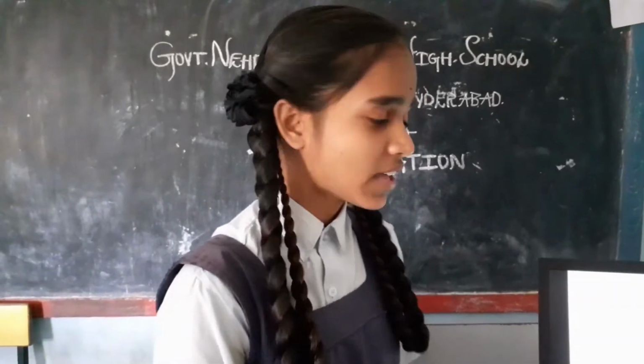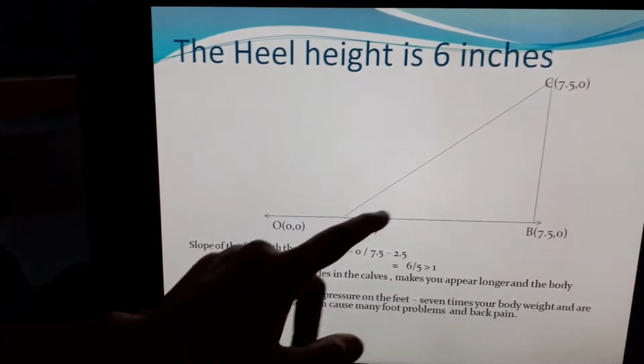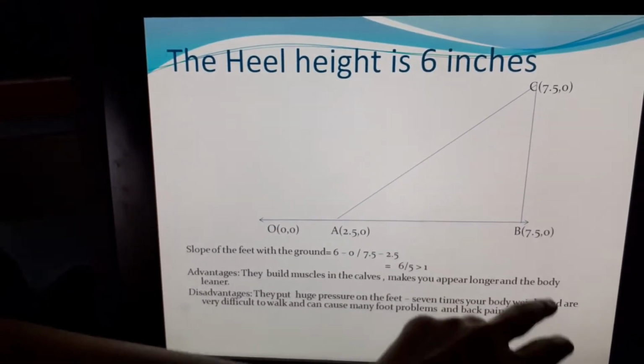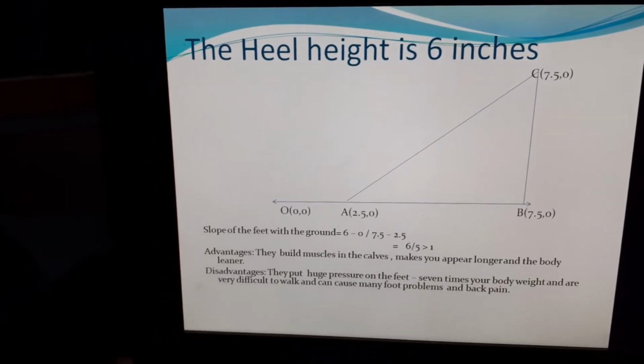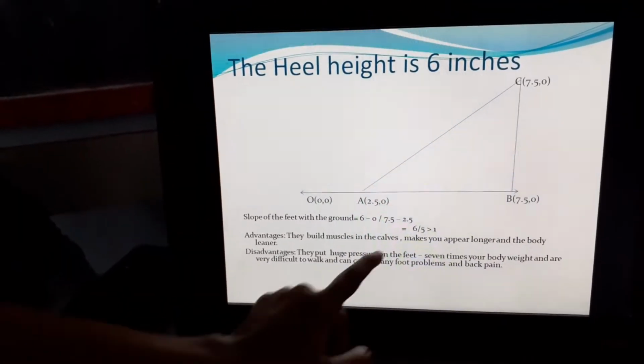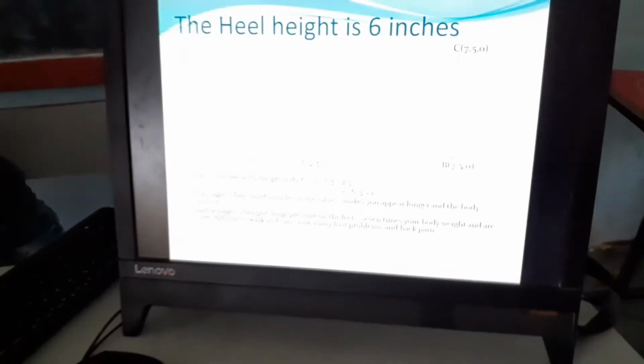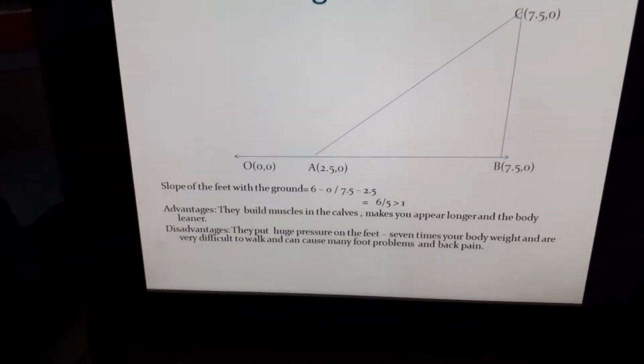When we wear the footwear of 6 inches high heels, our feet rise from the ground and the slope made with the ground is calculated using this figure. The toe is taken at the origin and the feet rises from the point 2.5, 0 and the height of the heel is 7.5, 0 to 7.5, 6. The slope is calculated by the formula y2 minus y1 by x2 minus x1, that is 6 by 5. The advantages of wearing 6 inches high heels are they build the muscles in the calcaneus and make legs appear longer and body leaner. The disadvantages are they put huge pressure on the feet and make us walk difficult.